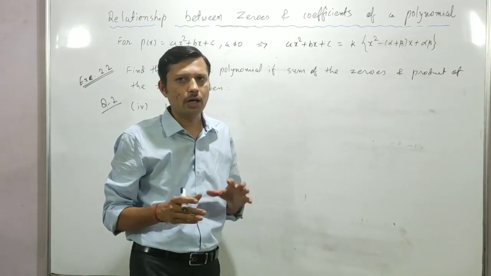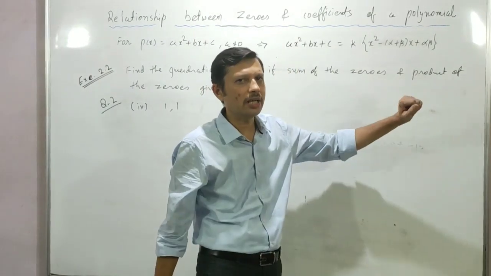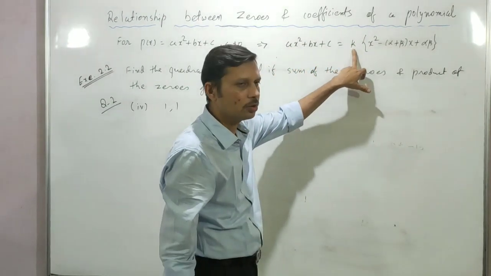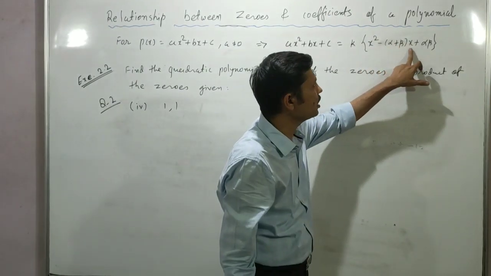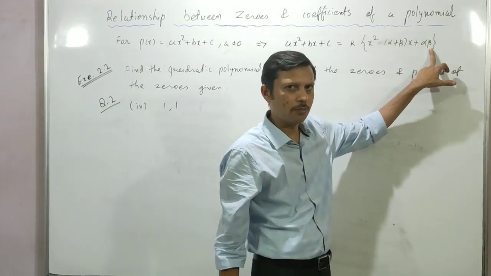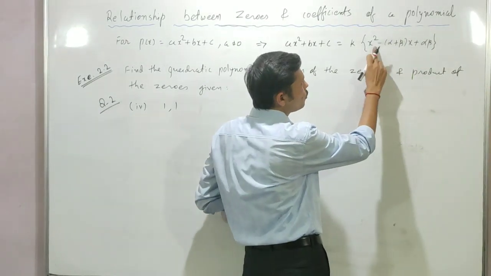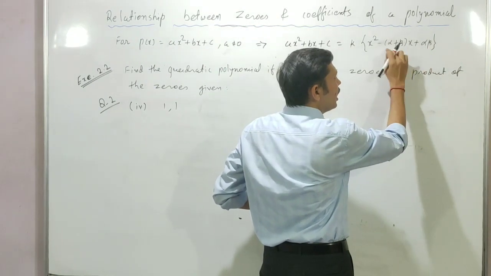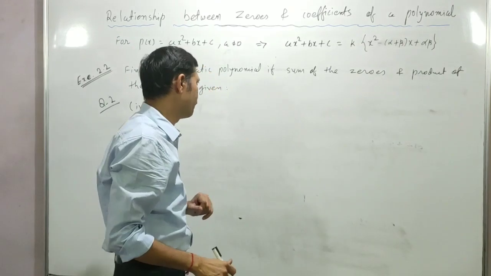Right? And earlier we derived some relation between the polynomial and the zeros, that is ax square plus bx plus c is equal to 0 is equal to k x square minus alpha plus beta into x plus alpha into beta. Remember that, right? Few minutes back we discussed it, right? So x square minus, what is this? Sum of the zeros. And what is this? Product of the zeros. And alpha and beta is what? Zeros of our polynomial.